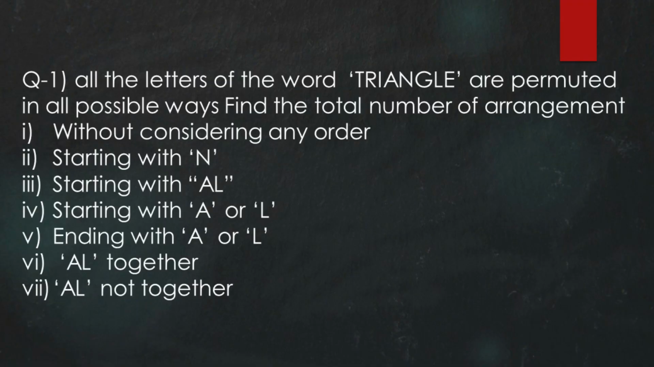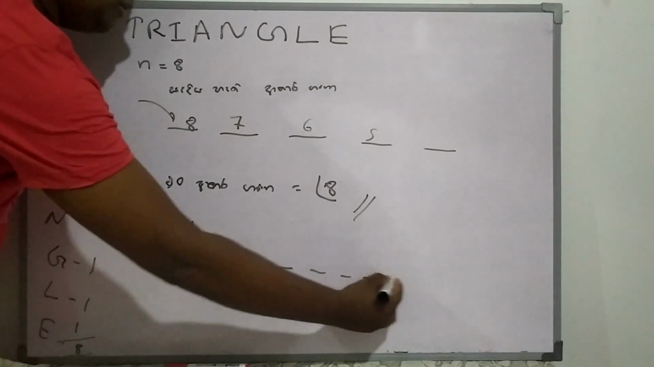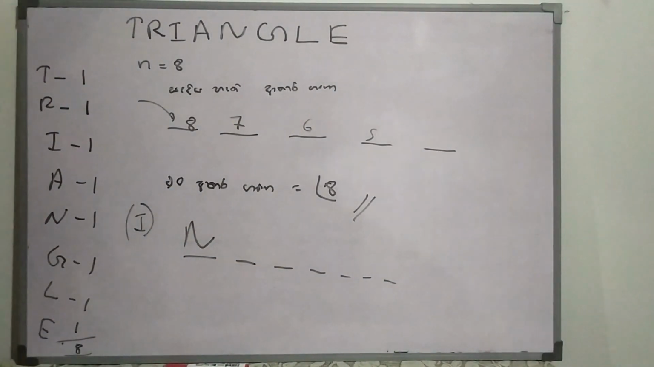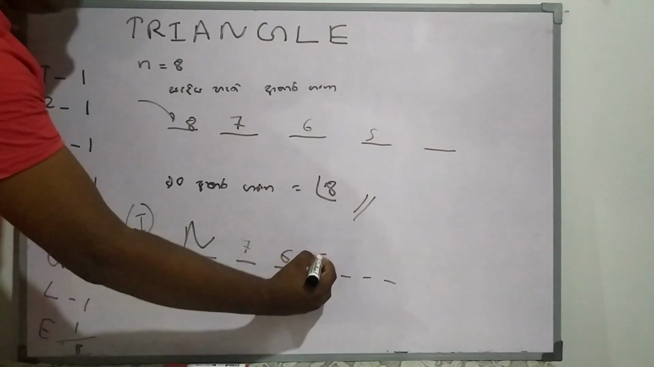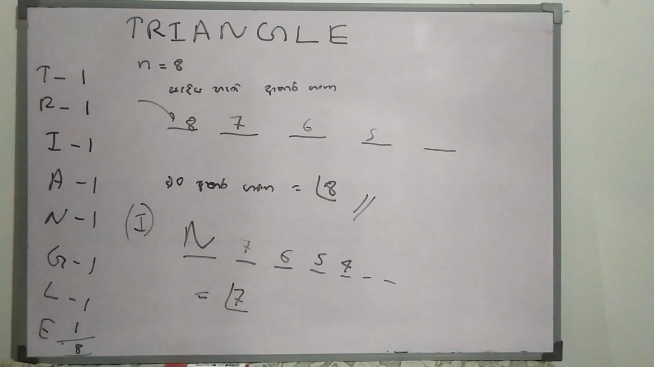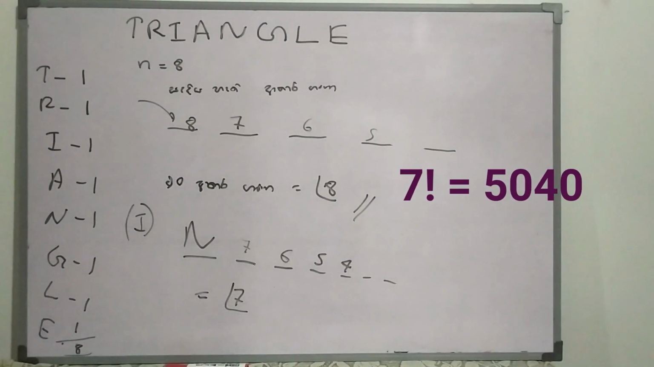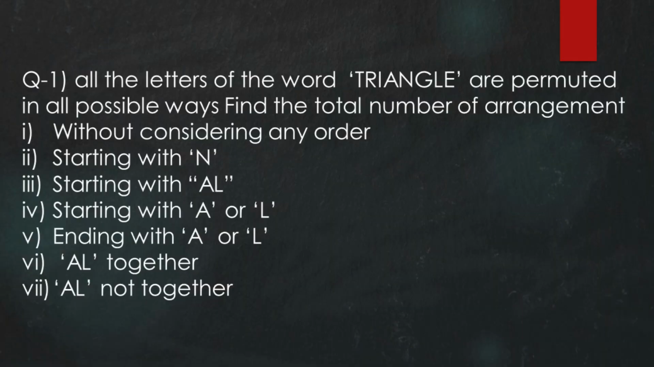The next Roman number is starting with N. Starting with N means you have to fix N in the first position, and the others can be interchanged. The first position is fixed, meaning we can't change it. Then we have only 7 letters remaining. 7, 6, 5, 4 and so on, likewise factorial 7. Factorial 7 means 5040.